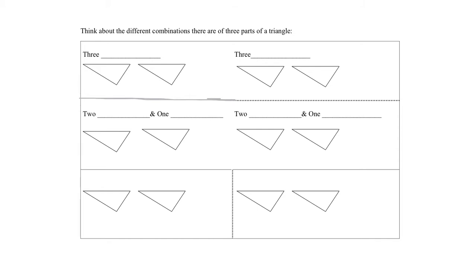Okay, so first let's just think about the different combinations there could be of 3 parts of a triangle. So of the 6 parts, we have 3 angles and 3 sides. Let's think about what 3 parts could look like. You could just be thinking about 3 sides, right? The 3 pairs of corresponding sides of 2 triangles, or we could be thinking about the 3 angles. Let's mark that on our picture.